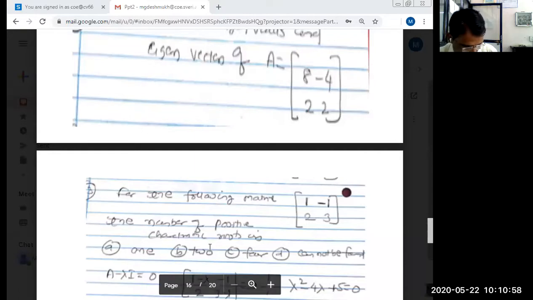At least tell me the eigenvalues. If not eigenvectors, at least tell me the eigenvalues. 6 and 4.